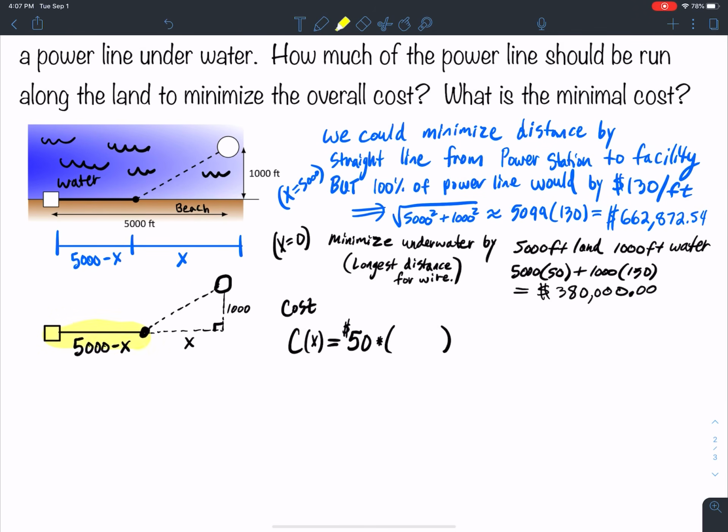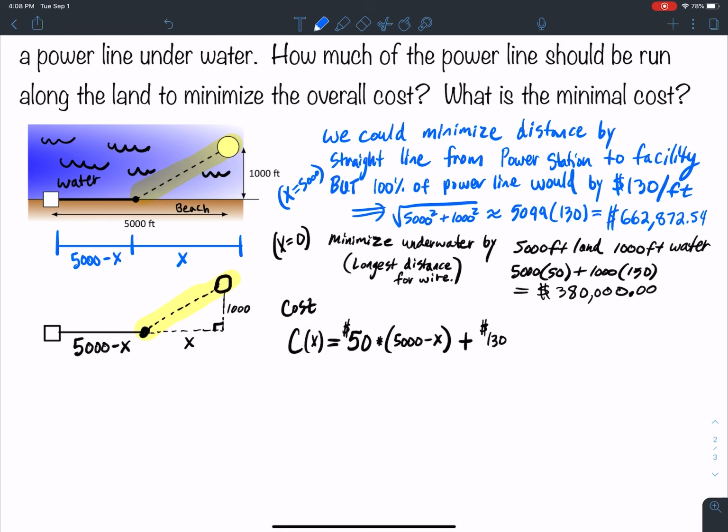The distance on land is dependent on x: it is 5,000 minus x. So this is the distance that's on land, and it's going to be at the $50 rate. So I do 50 times the quantity 5,000 minus x. And then the second part is the part that's on the water. How do I find that distance on the water?